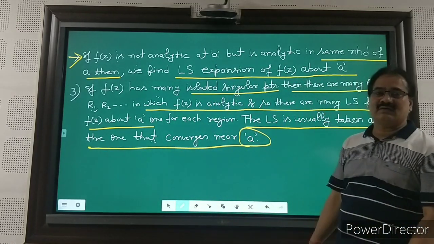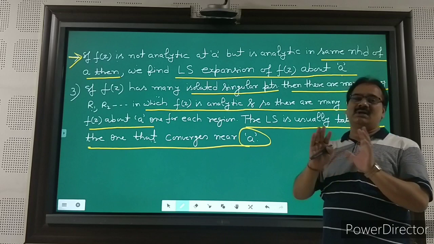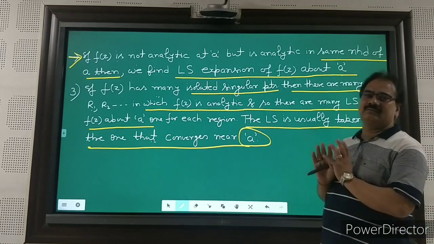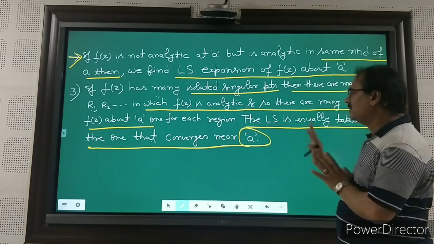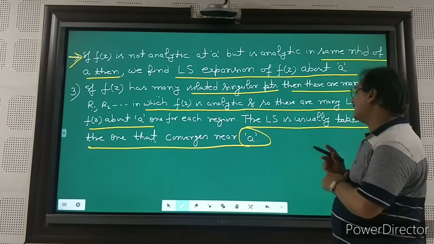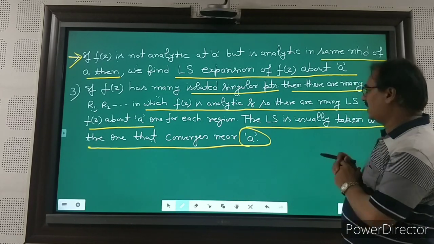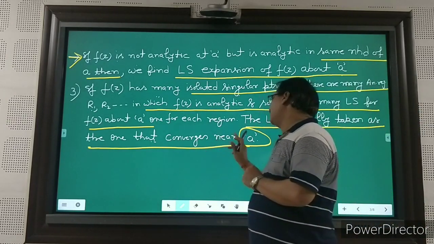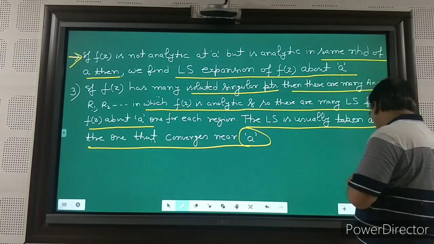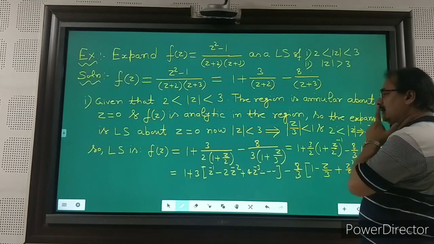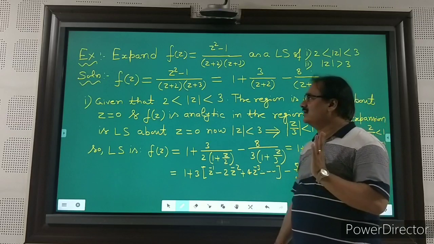So this is the limitation. There may be many series, but which series will we call the Laurent series? So this is clearly written: the Laurent series is usually taken as the one that converges near A. And what is A? A is the center of the concentric circles.